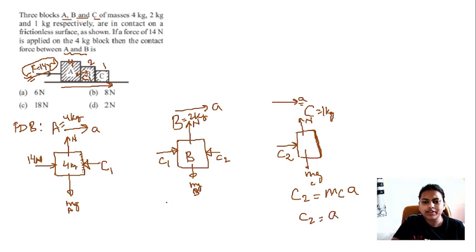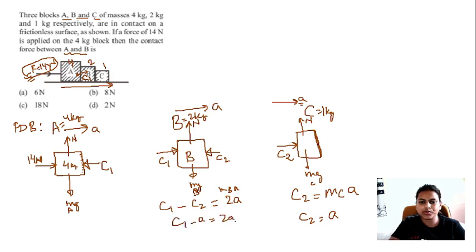Now let's frame the equation for B. Since it is moving in the direction of positive x, C1 minus C2 is equal to mass of B, which is 2 kg, into acceleration. So I can write mB into A. Putting the value of C2, C1 minus A is equal to 2A. So C1 is equal to 3 times A.